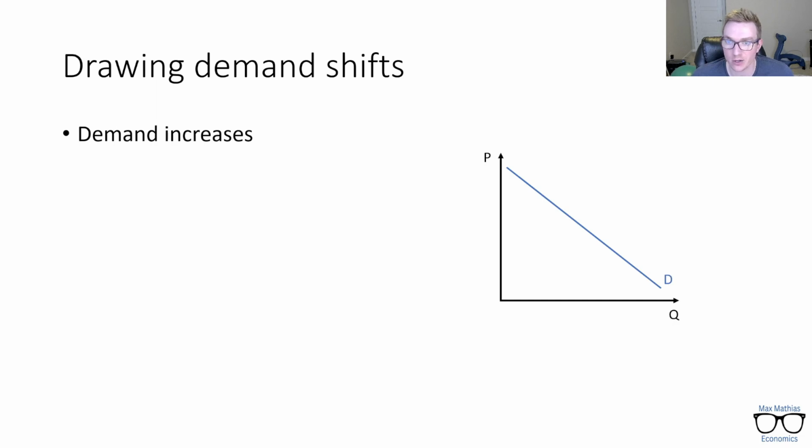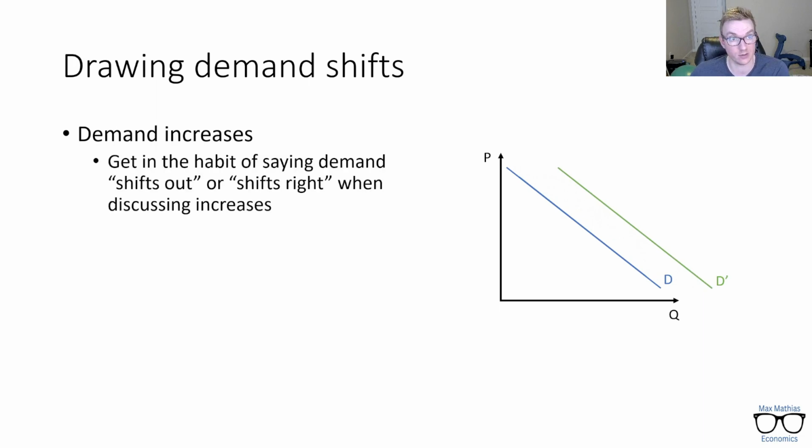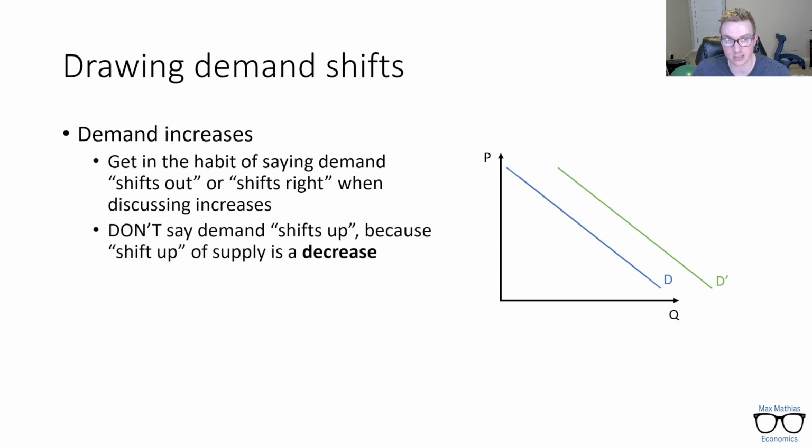So if we have a demand curve over here, right, we have our axes labeled P and Q, and then we have our downward sloping demand curve. How do we draw a demand increase? Well, imagine you're literally taking that curve and dragging it to the right. And I want you to get into the habit of saying demand shifts out or shifts to the right when discussing these increases. It may be tempting to say something like shifts up, but the reason I want you to not say that is because a shift up of a supply curve is actually a decrease in supply.